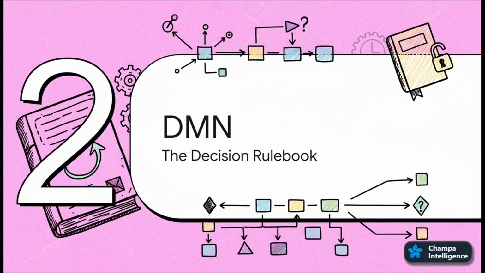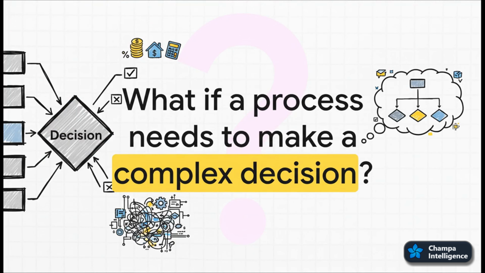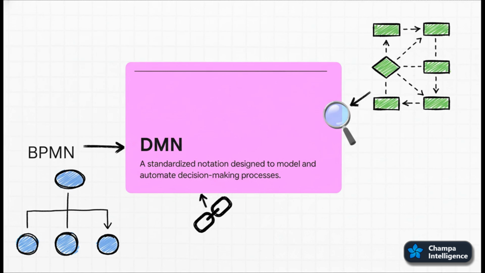Okay, so BPMN gives us the recipe. But what about all those complicated decisions inside the recipe? Well, that's where DMN comes into the picture. Our BPMN blueprint is awesome for showing the flow of work, right? But what happens when you get to one of those decision points? What if the logic for making a choice, like figuring out a customer discount or approving a loan, is really complex? If you try to cram all of that logic into your process diagram, it just becomes a huge, unmanageable mess.